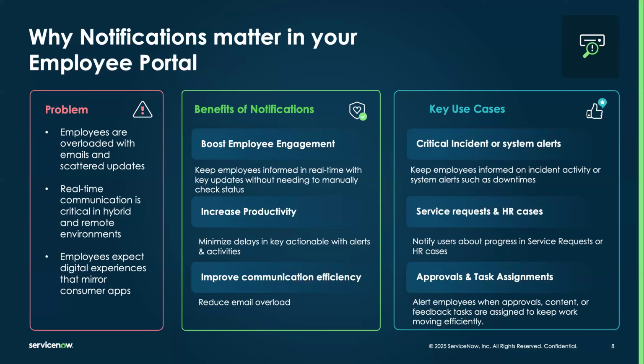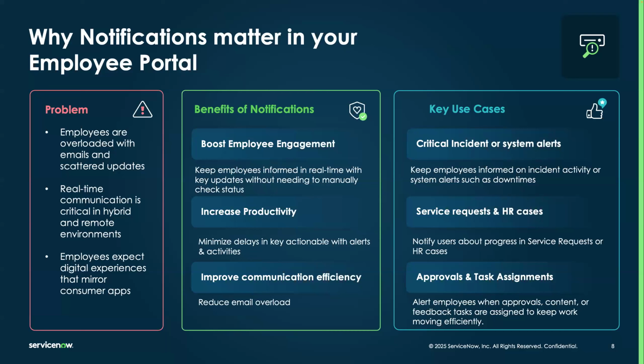So think of use cases where portal notifications could come in really handy. Suppose there's a critical incident or a system downtime, and employees don't need to wait for an email or dig through the status pages. They get an alert right away on the notifications bar or tray. Or if someone opens a service request or an HR case, they're kept in the loop on progress automatically, instead of wondering if it's stuck somewhere, right? Or it could be for actionables like approvals or tasks. So a quick nudge ensures the right people act quickly and keep the workflow moving.